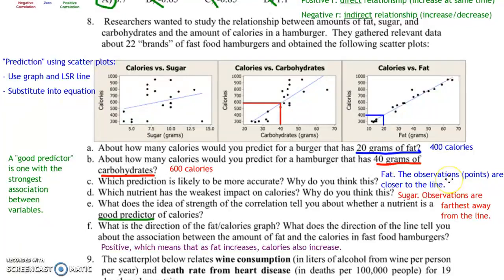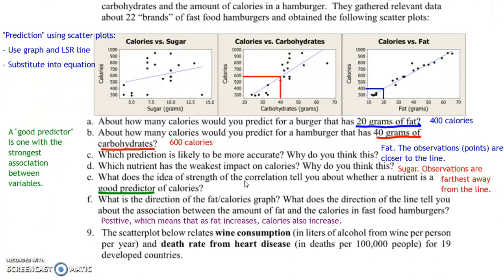The observation points are closer to the line for fat, which means it's a more accurate prediction. If the points were farther away from the line, that means the line is bad or not as good, which means that it's not as accurate a prediction.